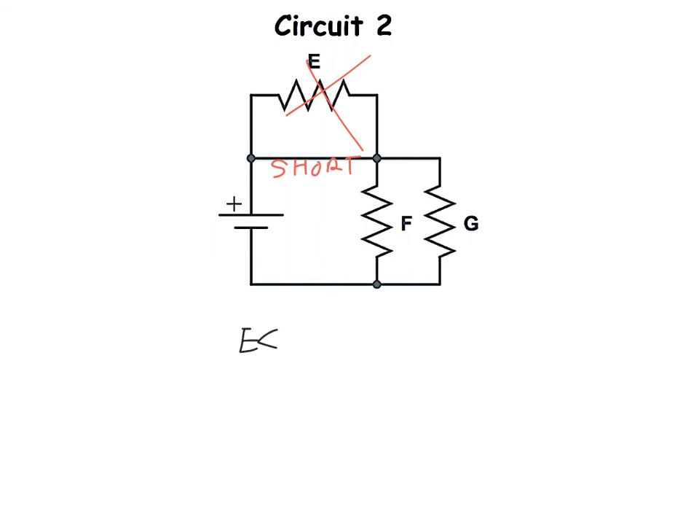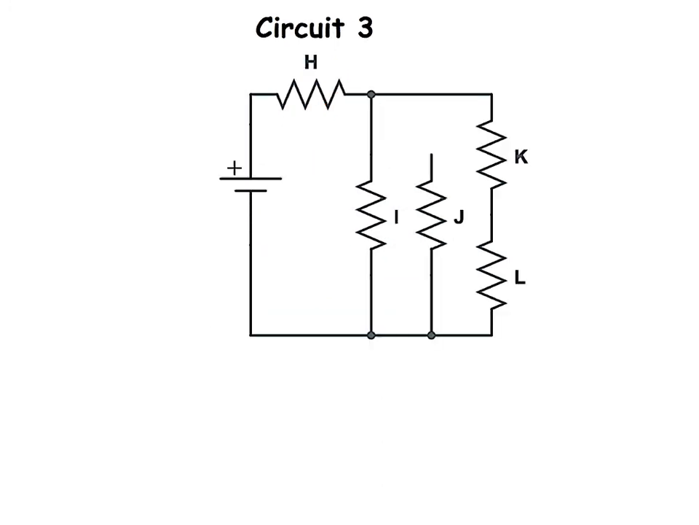What I'm really left with then is my circuit is basically these two, F and G, in parallel, right? If we just take out this part, these two are in parallel with each other. So that means they're going to have the same voltage across them. So my overall ranking is going to be E, which is less than F, which is equal to G, because those two are in parallel.